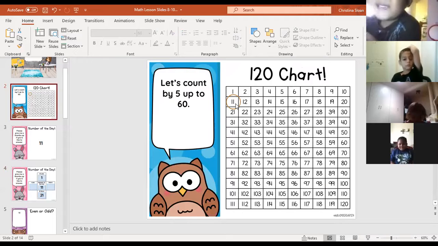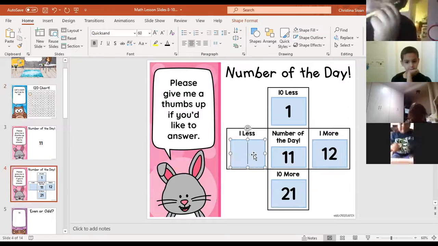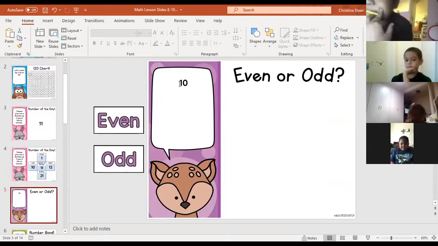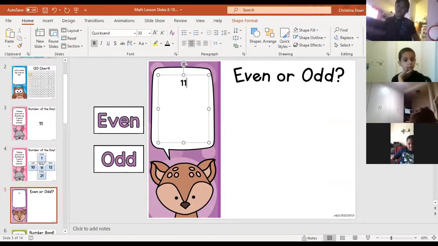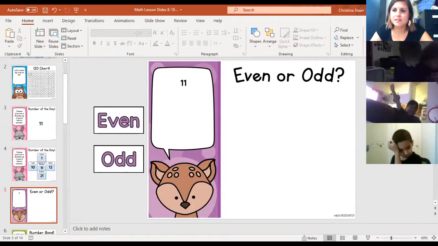So look, go backwards. So 11. So what is that? You tell her. 10. 10, very good. Nice job, Kari. All right, so 1 more was 12 and 1 less is 10. And is the number, oh, I need to change my number here. Is the number 11, is it even or is it odd? Let's see who can raise their hand and tell me. I gotta look and see who has their hand up though really quick.